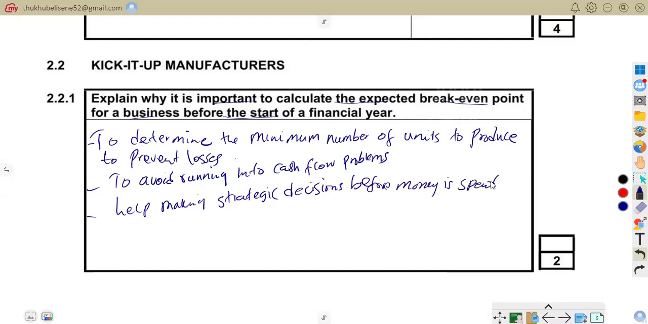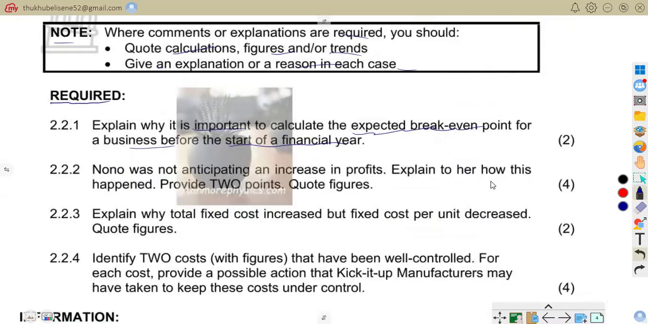Now let us go to 2.22. 2.22 says Nono was not anticipating an increase in profits. Explain to her how this happened. Provide 2 points, quote figures. So here we are to quote what? We are to quote figures.